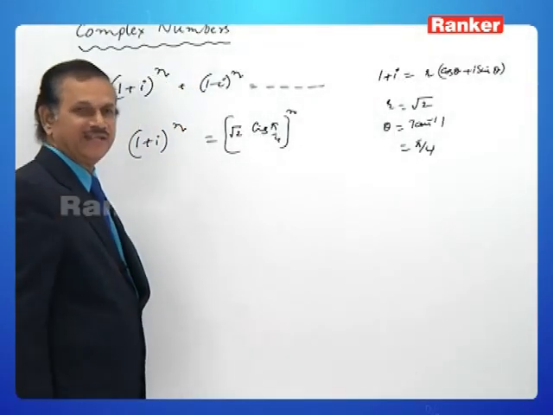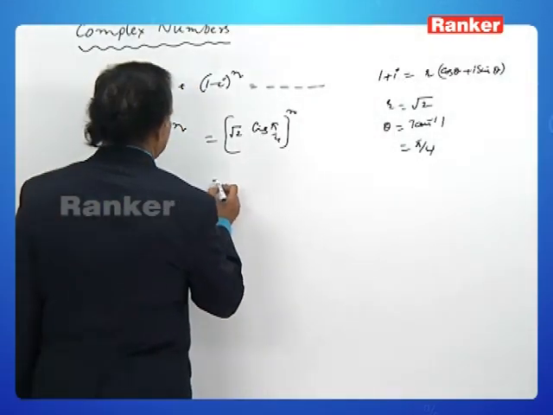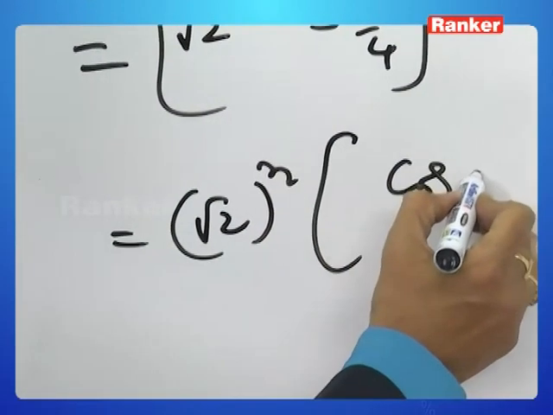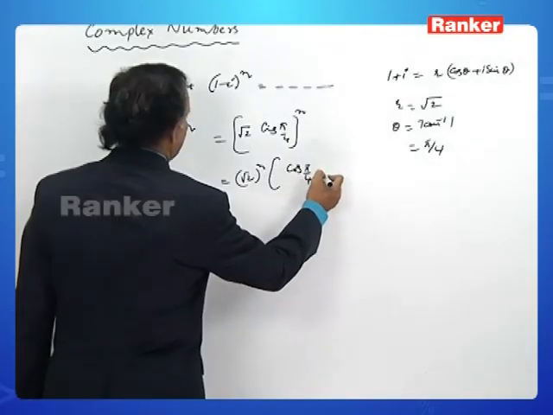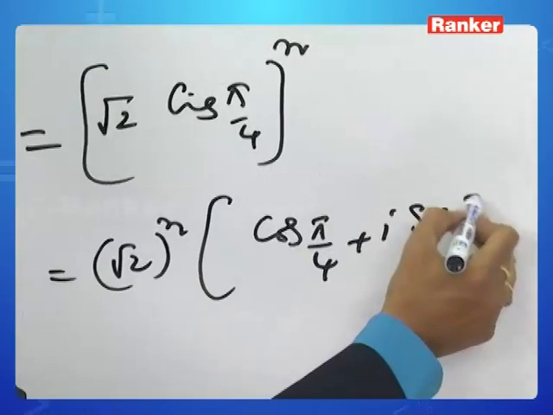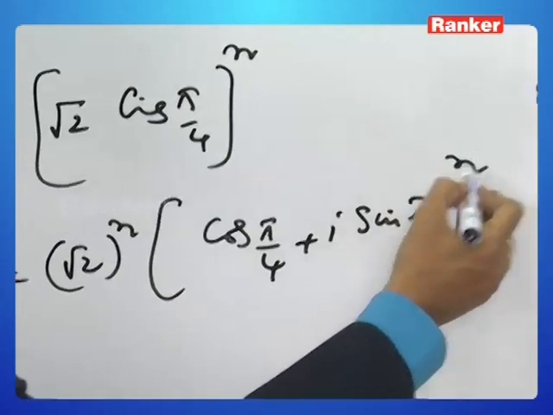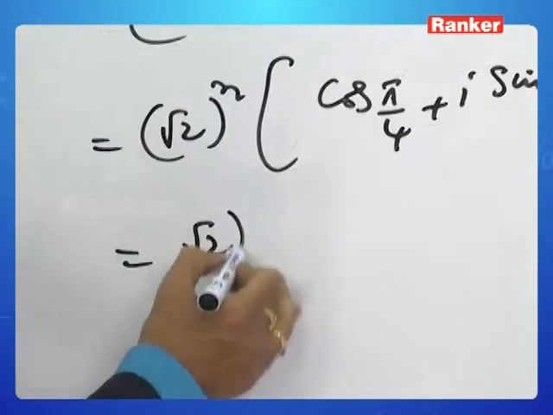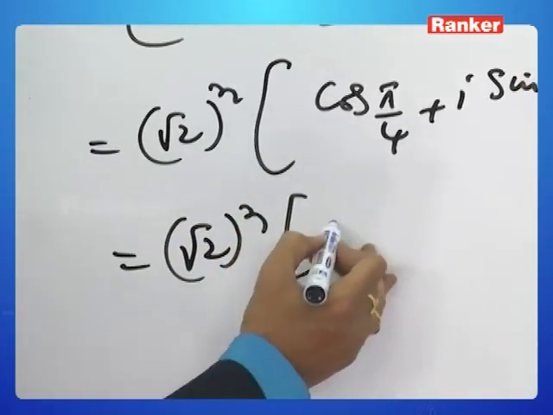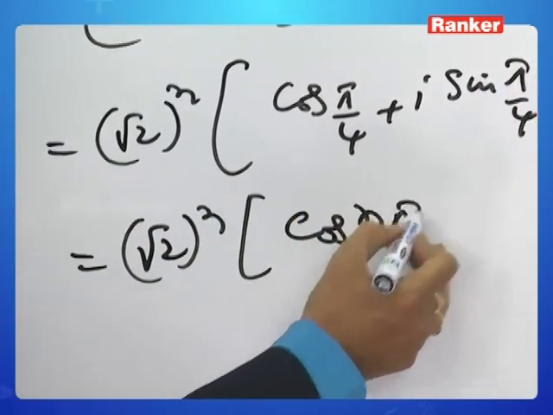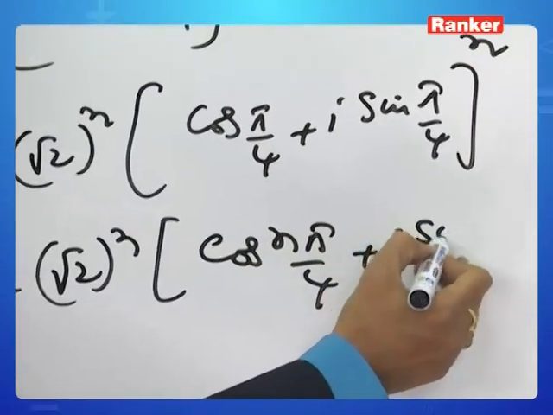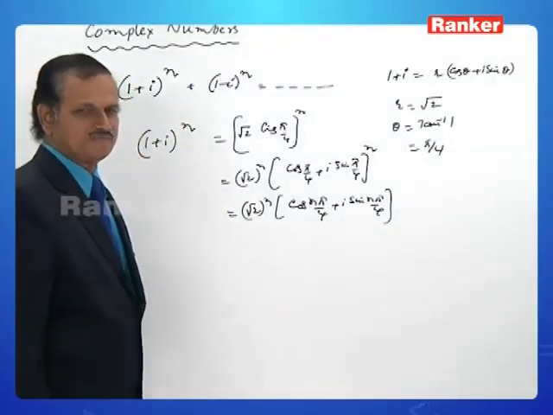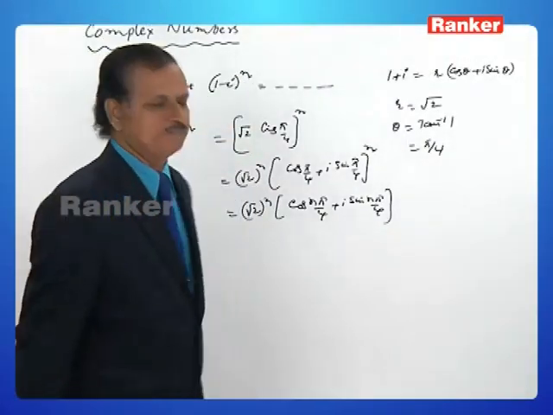Whole to the power of n. Good. This is therefore root 2 power n into cos pi by 4 plus i sin pi by 4 whole to the power of n. This is again root 2 power n into cos n pi by 4 plus i sin n pi by 4, of course, by making use of de Moivre's theorem.